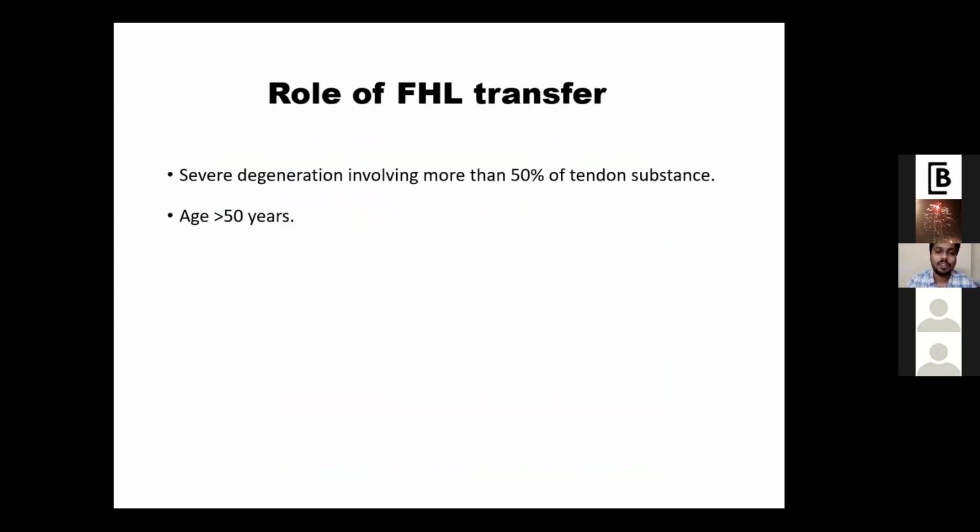So when do we do a FHL transfer? FHL transfer is typically done when the degeneration involves more than 50% of the tendon substance and when the age of the patient is 50 years.